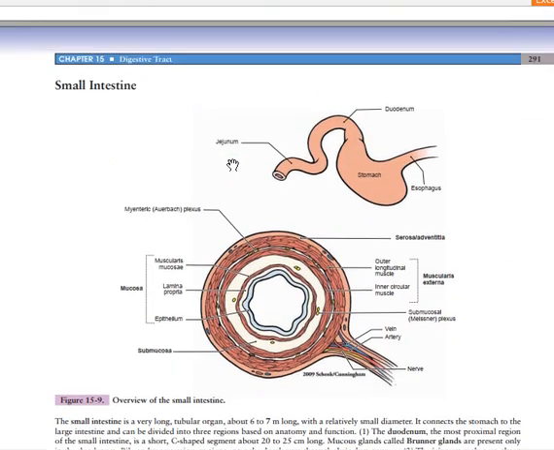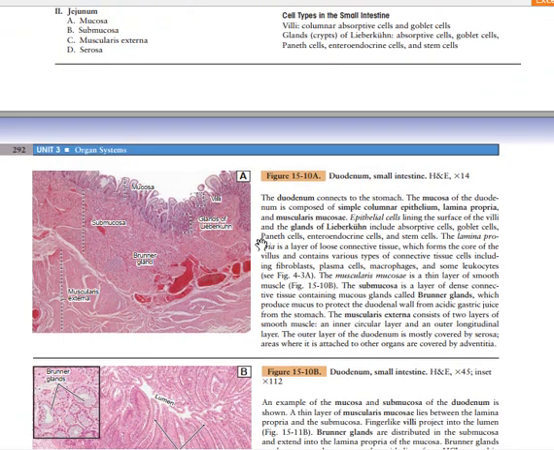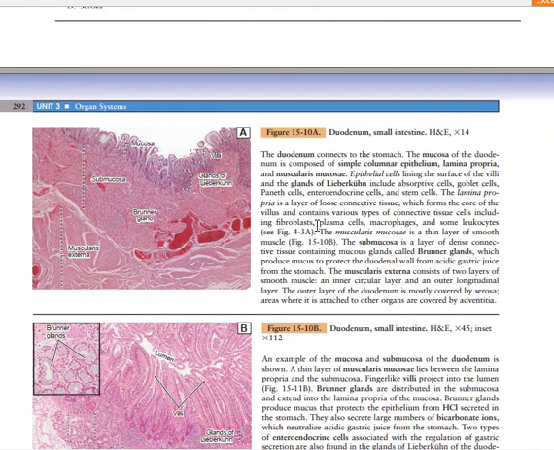So now the next one is the small intestine. This is the small intestine overview. We have already seen this image. Now for the small intestine, you need to know that it's made up of the duodenum. So the duodenum is this part here. On the histology section of the duodenum, you still have the mucosa, and you have glands of the duodenum at the level of the mucosa.